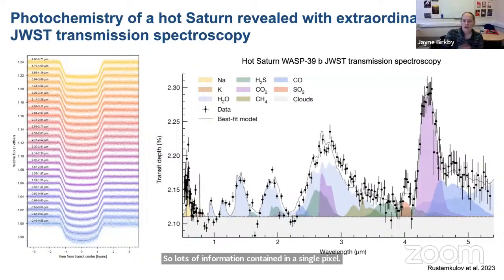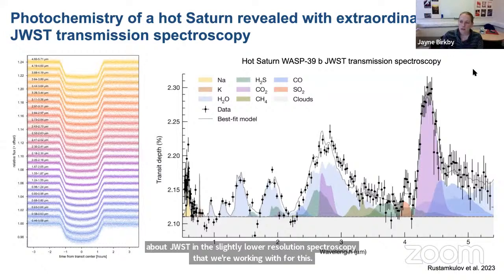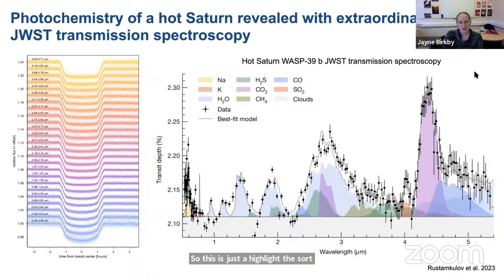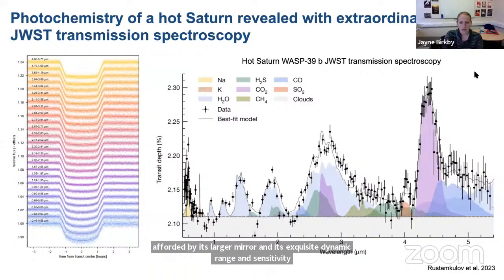Now, I'm giving a talk about high-resolution spectroscopy, but it would be remiss of me to not talk about JWST and the slightly lower-resolution spectroscopy that we're working with for this. So this is just to highlight the sort of extraordinary data quality that we have with JWST. And this has been afforded by its larger mirror and its exquisite dynamic range and sensitivity to mid-infrared wavelengths.